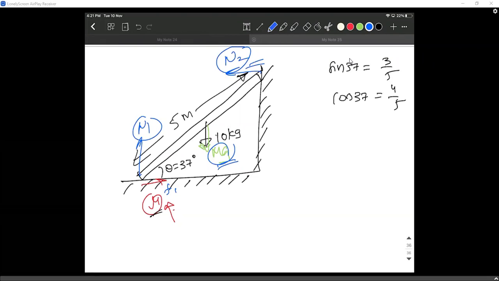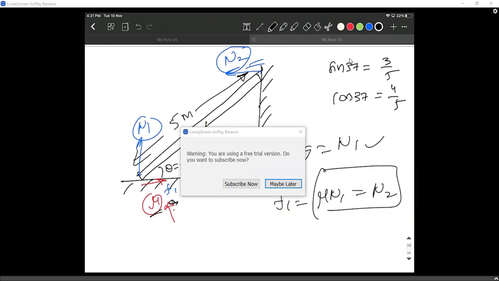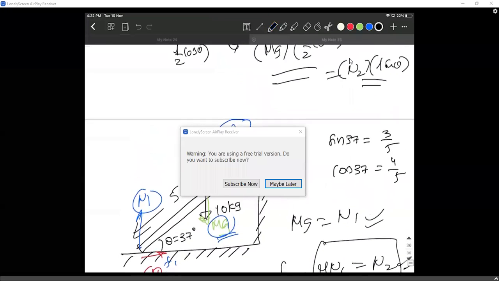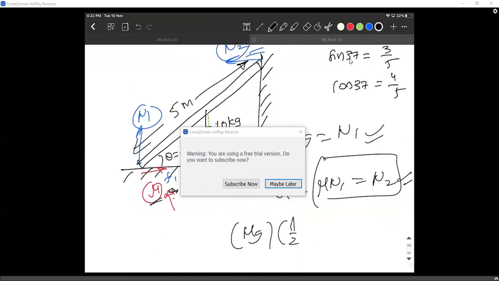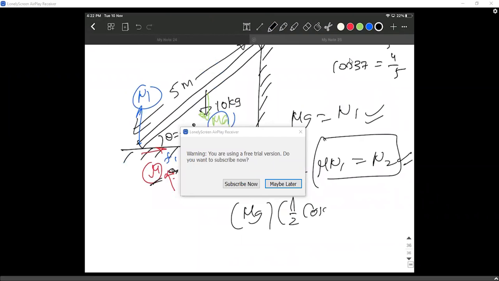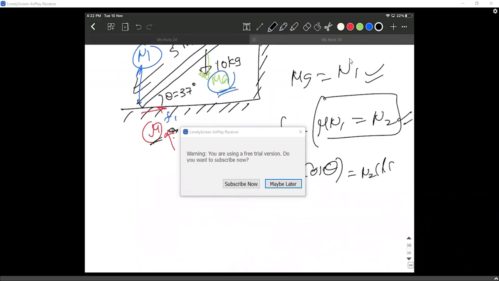Okay, guys, once this part is done, people are getting the answer. I don't think I need to do this thing. Mg equals N1, f1 is nothing but mu N1, so mu N1 equals N2. I have these two equations. That is one thing, and also this equation, which is similar: mg into L by 2 cos theta equals N2 into L sine theta. So you simply solve these three equations, and you'll get all the values that you need.